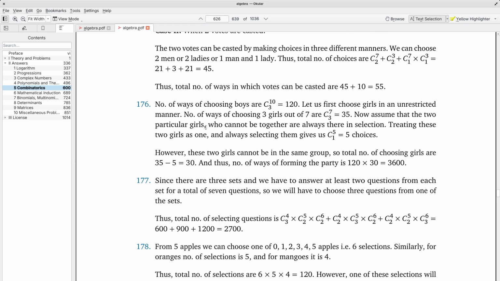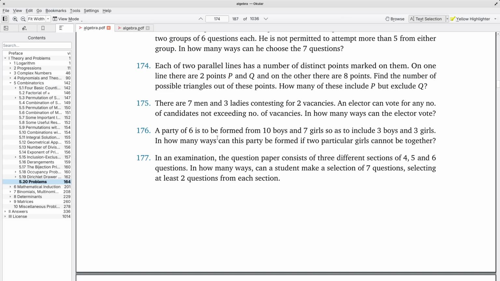Now assume that the 2 particular girls who cannot be together are always in selection. Treating these 2 girls as one, always selecting them gives us 5C1, that is 5 choices. Now these 2 girls can't be together, so total number of ways of choosing girls is 35 minus 5, that is 30. And thus number of ways of forming the party is 120 multiplied by 30, that is 3600.